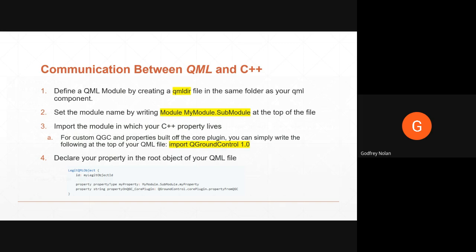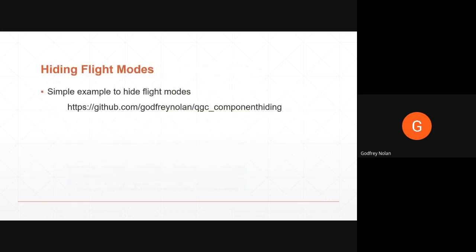Okay, so in the QML file, we want to define a QML module by creating a QML directory in the same folder as your QML component. Set the module name to whatever you want to call it. Import the module in which your C++ property lives. So for custom QGC, you just use import QGroundControl 1.0 and declare your property in the root object of your QML file. Like I said, all the code is here for what we did.